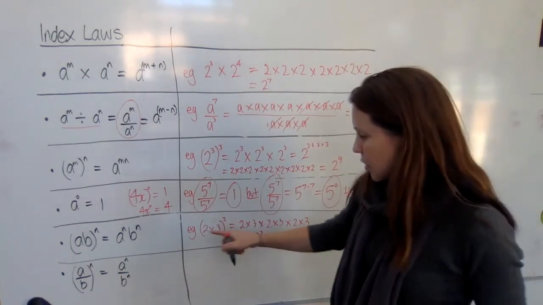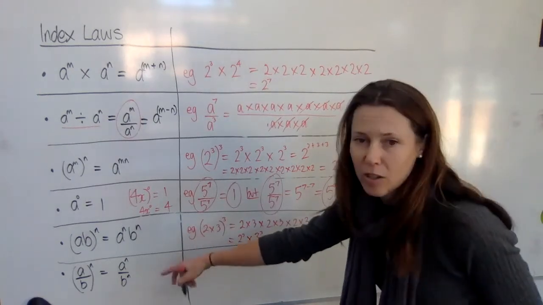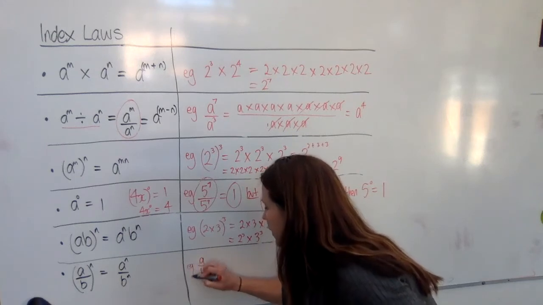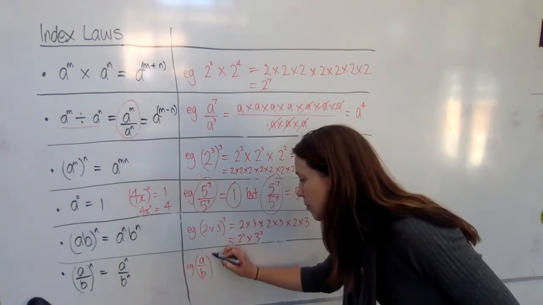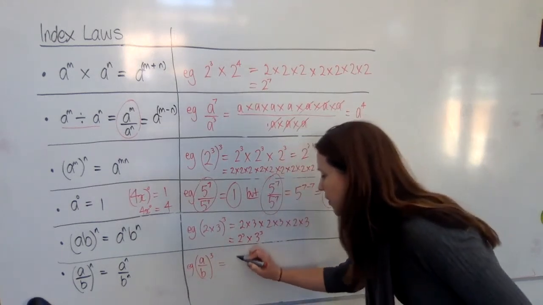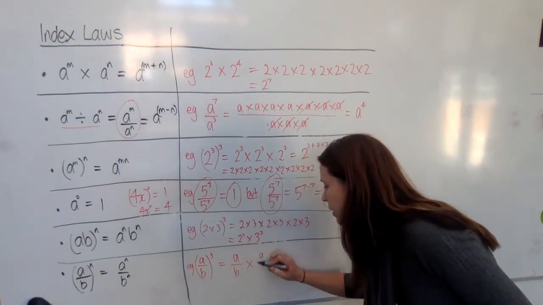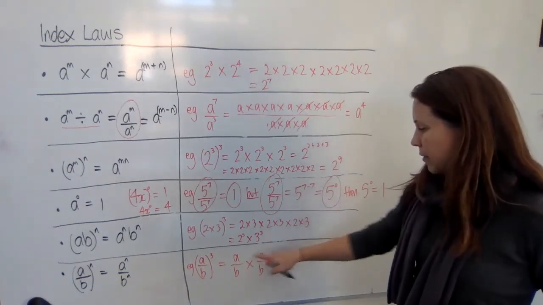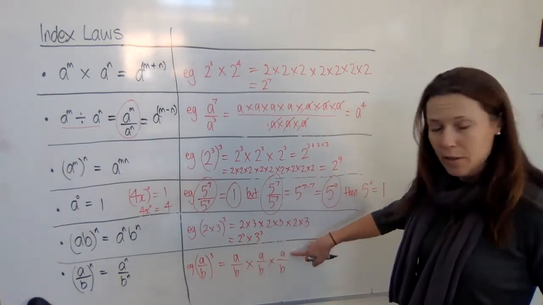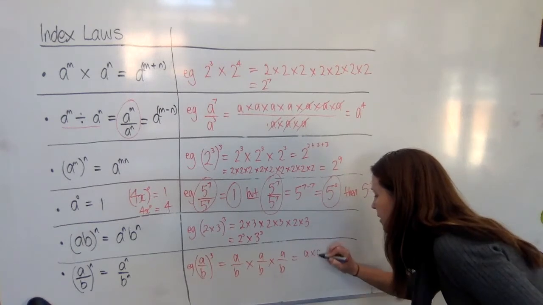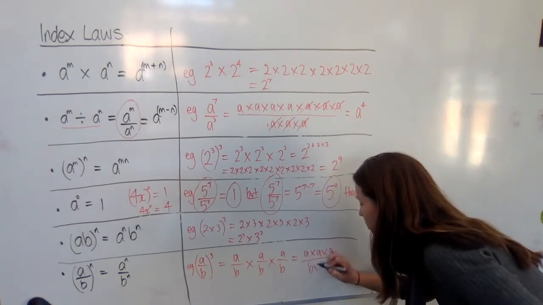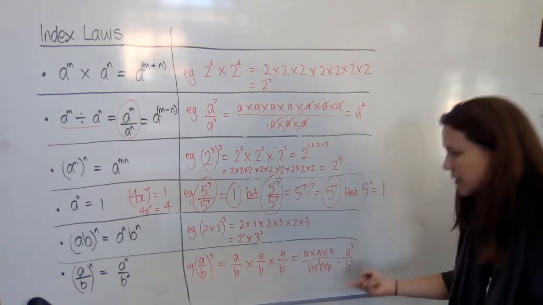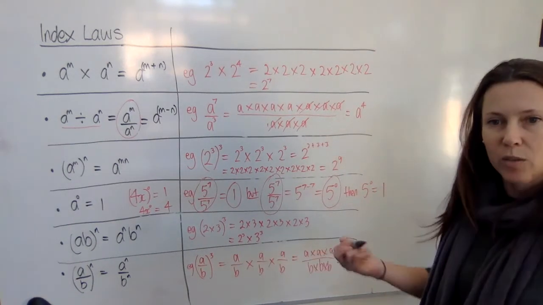And here, instead of using 2's and 3's, let's use A's and B's just to show you it doesn't make any difference. If we had something like A over B all to the power of, say, 3, then what that means is we've got A over B times A over B times A over B. And of course, the way we do that, the numerator times the numerator times the numerator, on the top we've got A times A times A, and on the bottom we've got B times B times B. So we've got A cubed over B cubed. So we can see that the rule makes sense and that it's always going to work.